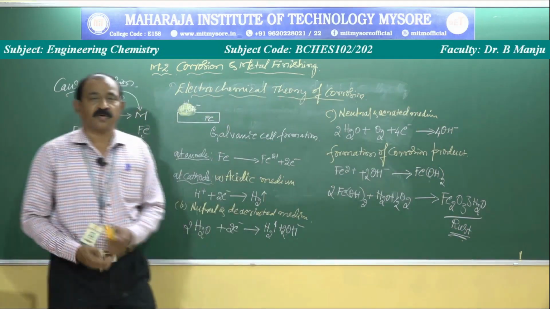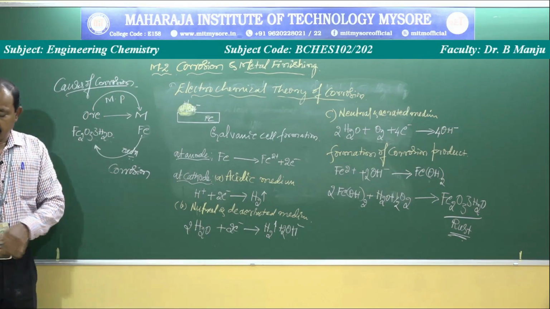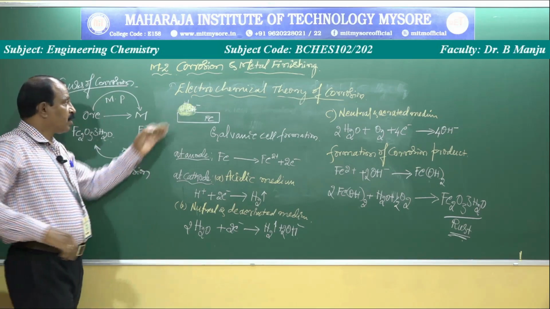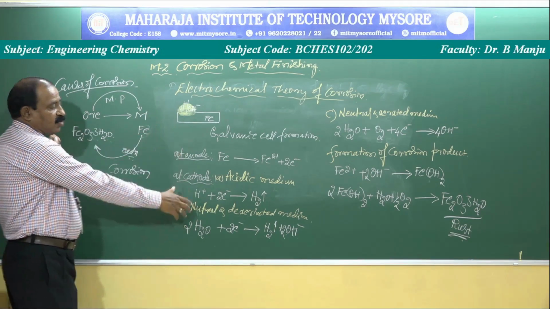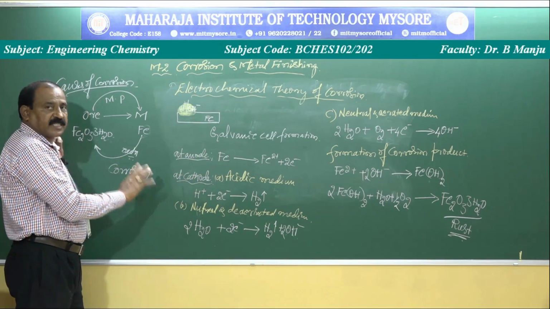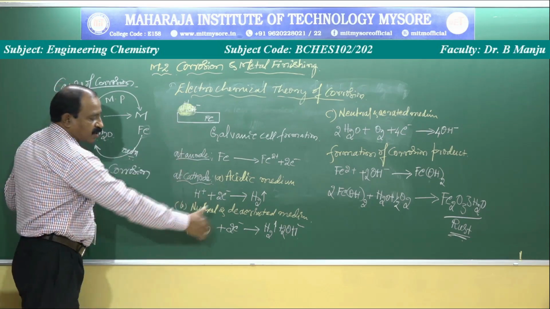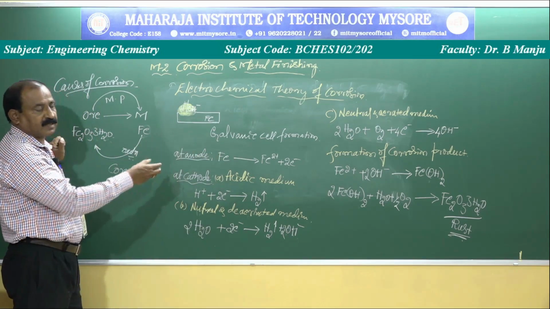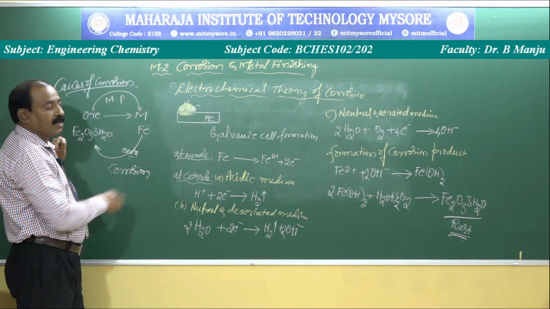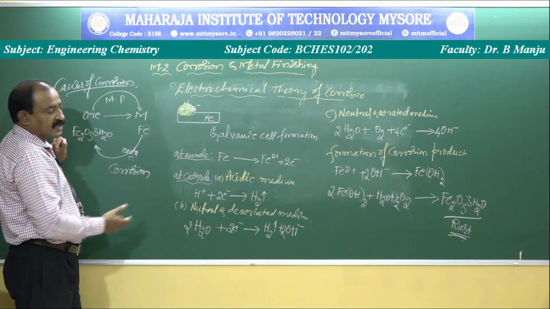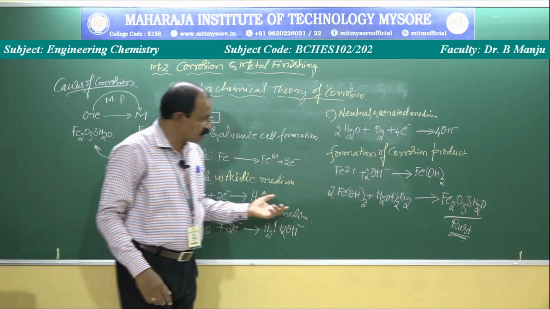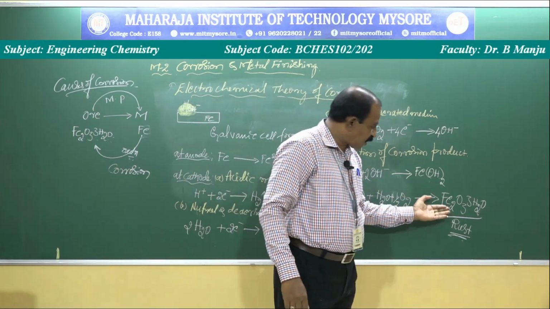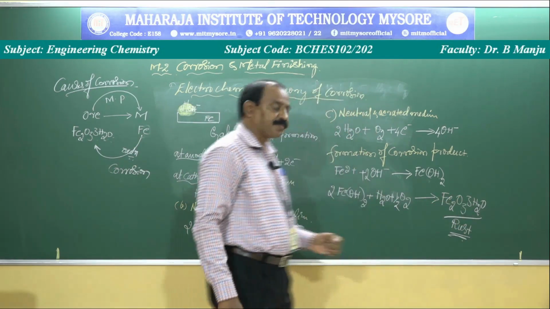That is the product. Now we can see that this electrochemical theory explains satisfactorily how the mechanism of corrosion takes place, by considering all possible conditions: in acidic solution, base, or neutral, or presence or absence of oxygen. The final product obtained is Fe2O3·3H2O.